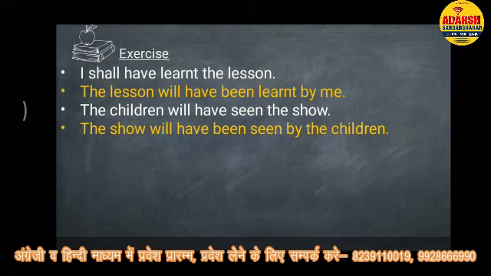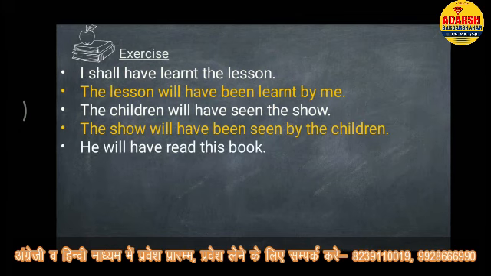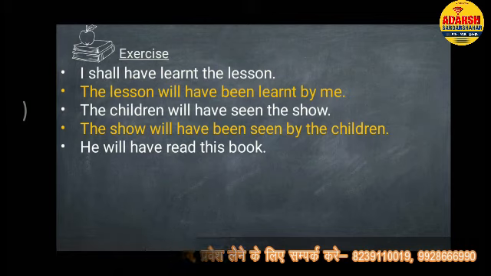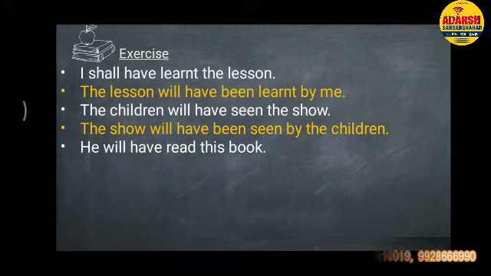So here let's go towards our next, which is "He will have read this book." In this sentence our subject is he, and he is also a pronoun. Our verb is read, and our object is this book, because he is reading this book. So he is subject, read is verb, and this book is our object. Read is verb, I have told you, and who is reading? He. And what? It's this book.